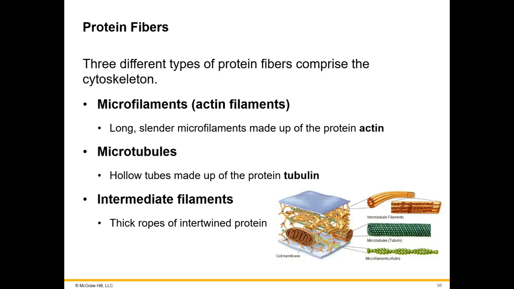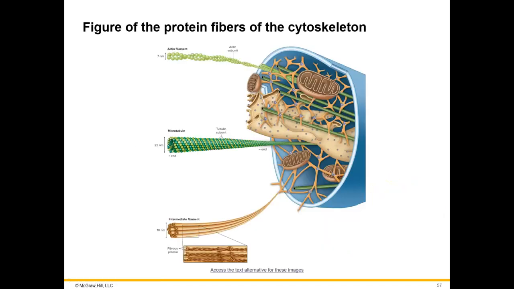The three different types of protein fibers that make up the cytoskeleton are the microfilaments, which are those long, slender fibers made up of the protein actin. So you can see those here. Those are our actin filaments. We also have microtubules, which are the hollow tubes made up of the protein tubulin. So here's one of those hollow tubes that go throughout. And then we also have our intermediate filaments, which are like thick ropes of intertwined proteins, providing a lot of structure as well. Here you can see another representation of those three forms that make up the cytoskeleton.